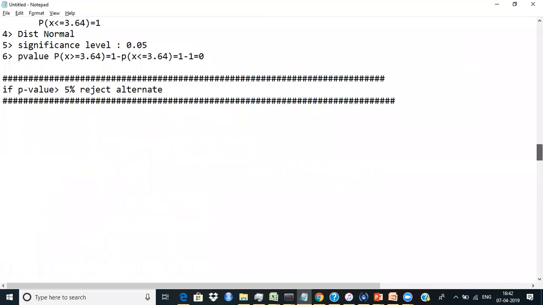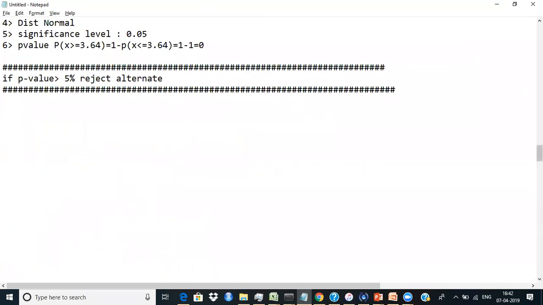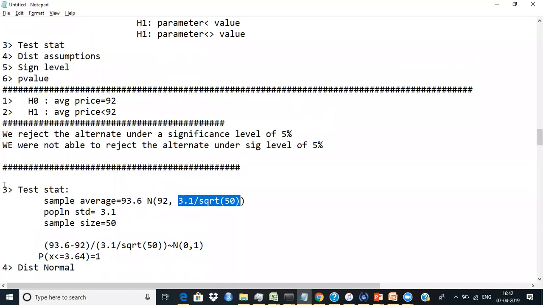Now, sir, can you please explain the two statements? Which two statements? We reject the alternate under a significance level of 5%, and we are not able to reject the alternate under a significance level of 5%. This is how you will state the result. If the p-value is greater than 5%, you will say that you were able to reject the alternate with a significance level of 5%. If the p-value is less than 5%, you will say that you were not able to reject. This is how you frame the answer.